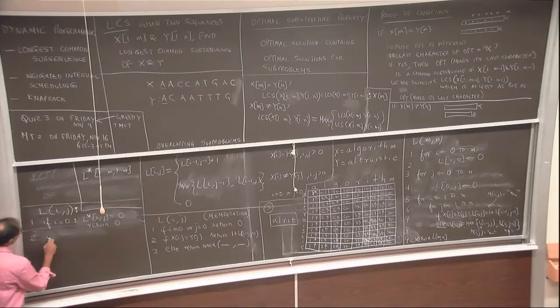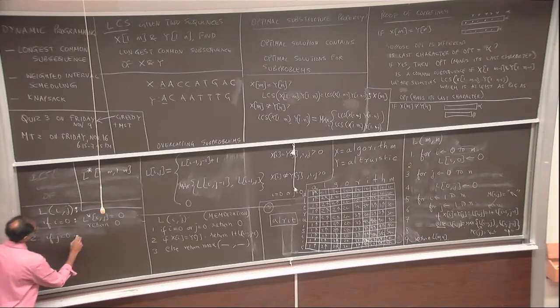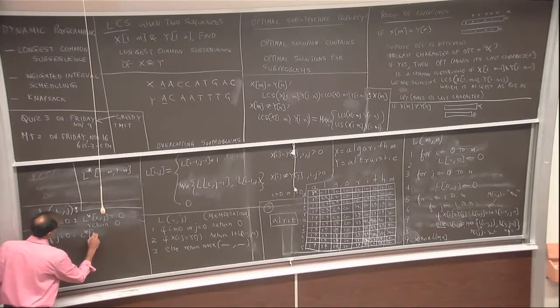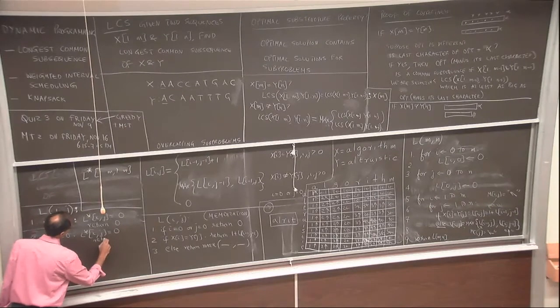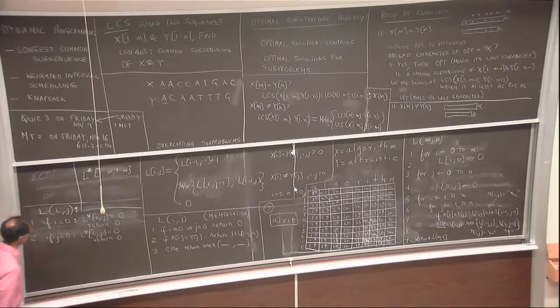If j equals 0, you set L star ij equal to 0 and you again return 0. I could have written it the same way before, but that's okay. Otherwise, you're checking if xi equals yj.